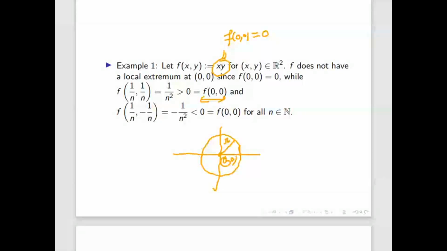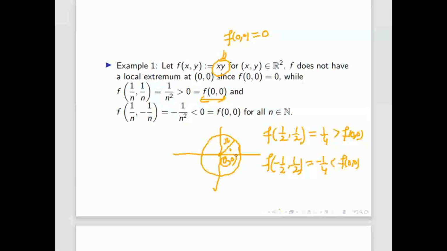But if you take (1/n, 1/n), you can take even (1/2, 1/2) also. If you take (1/2, 1/2), the value will come 1/4. So (1/2, 1/2) is in the disk, suppose the disk of radius r, and the functional value at (1/2, 1/2) is 1/4. This value is always greater than 0. That means it is greater than f of (0, 0). But if you take (-1/2, 1/2), then it will give -1/4, which is less than f of (0, 0).